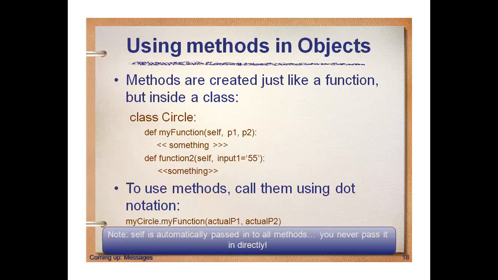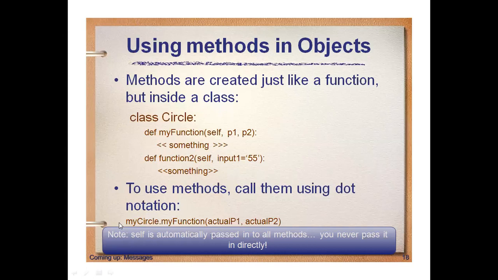Using methods in the objects. So how are we using methods in the object? Simply by calling it. The methods are created just like a function but inside the class. Inside the class, I have created my function called method and my function 2 called method, and we are passing the parameter. We all know self is the default parameter here. To use those methods, call them by using the dot notation.